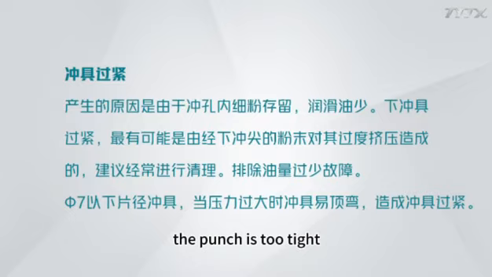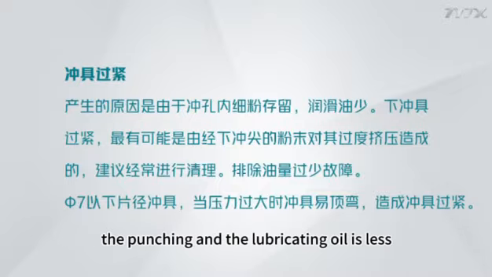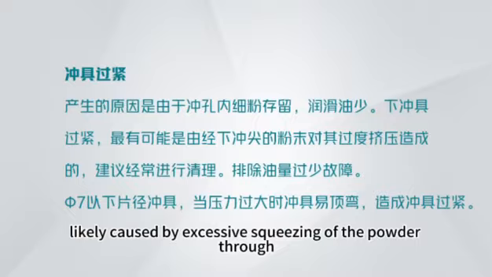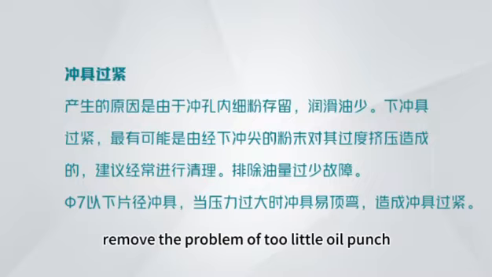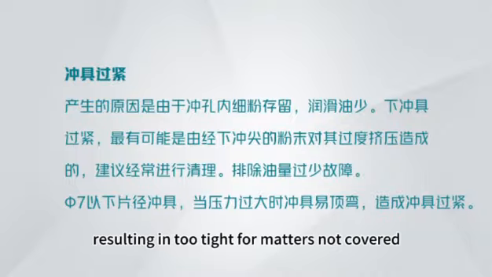The punch is too tight. The reason is that fine powder remains in the punching and the lubricating oil is low. The underpunch is too tight, most likely caused by excessive squeezing of the powder through the underpunch tip, and frequent cleaning is recommended. Remove the problem of too little oil. Punch less than 7 millimeters: when the pressure is too large, the punch easily bends, resulting in being too tight.